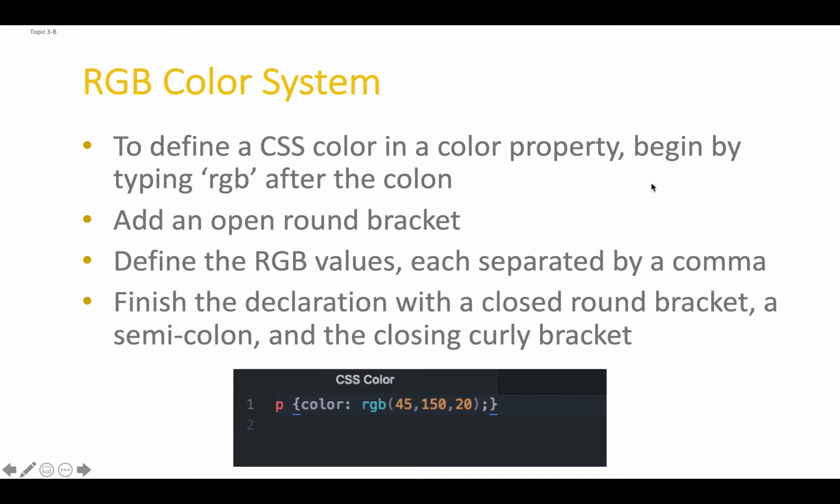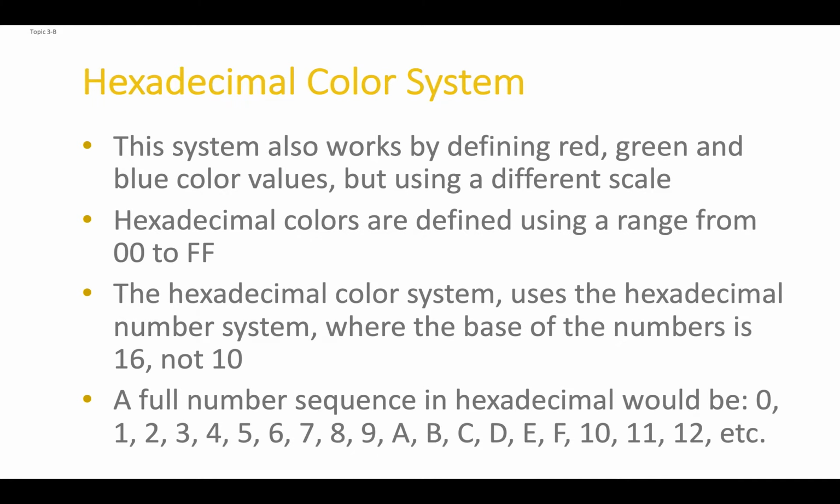To define a CSS color in a color property, begin by typing RGB after the colon. So you still use the same selector, open curly bracket, color, colon, and then if you're wanting to use an RGB color, you type RGB, then you have a round bracket, then you define the three values of R, G, and B, red, green, and blue, and then you close the round bracket, semicolon, and then close the curly bracket. So you have to get all the notation correct here or it won't work. You need to be very precise.